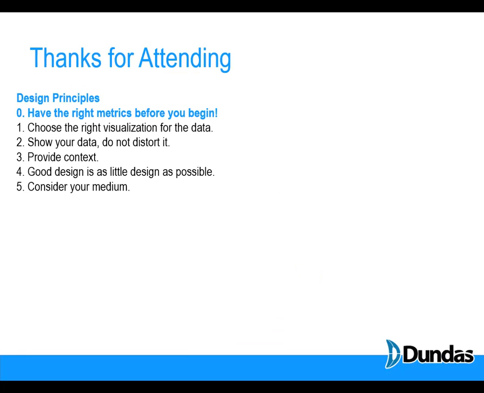So that's it. In summary, here are the 5 things I went through today, including our freebie, which is make sure you're even measuring the right thing before you start designing. Go through your metrics and pick the right visual treatment for each of them. Make sure that when you put it on a dashboard, you're showing the data and the visual treatment isn't getting in the way. Provide enough context for each item to be immediately actionable. Make sure that your design is enhancing the usability and not getting away from it. Good design is really as little design as possible, and consider your medium. Make sure that you're understanding where this is going to be displayed before you even start designing.